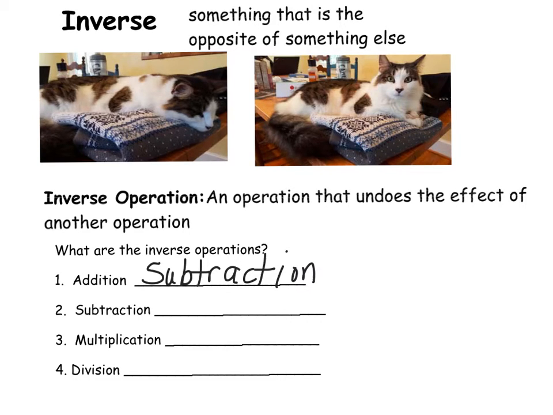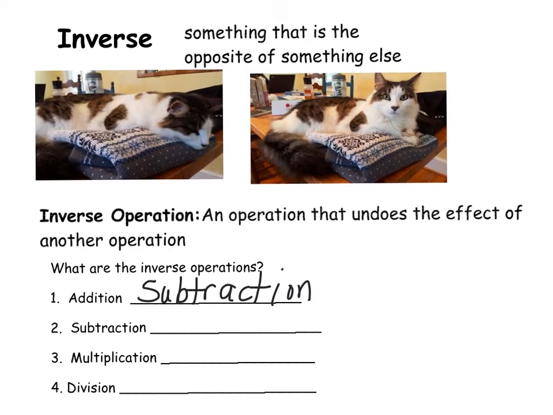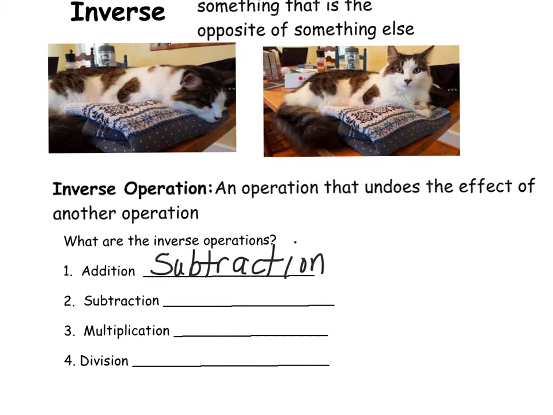So let's say you had the number 10, and I add to that a 2, and I get 12. Well, how would I get back to having just 10? I would start with 12, and I would do the inverse operation. I would subtract 2, and I would end up with 10. So the inverse of subtraction is addition.